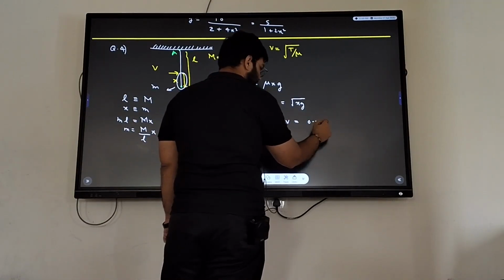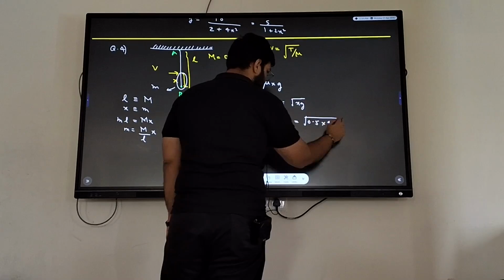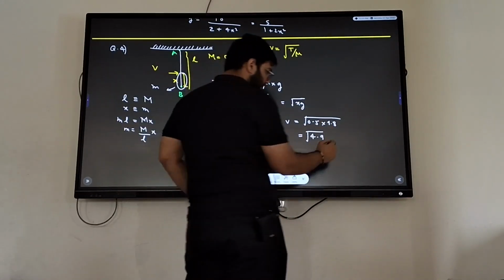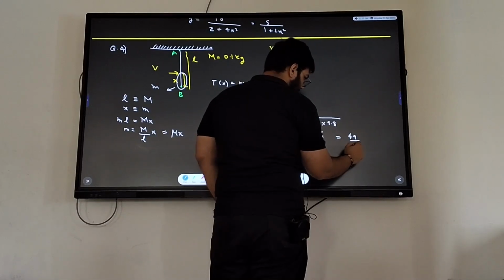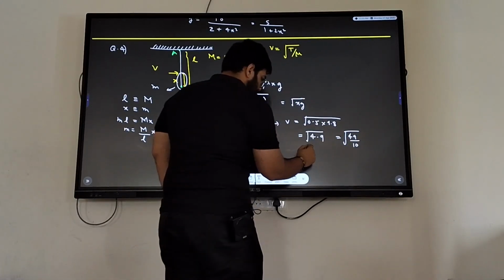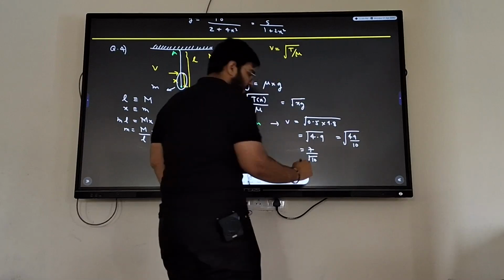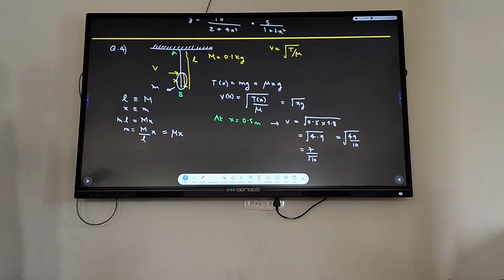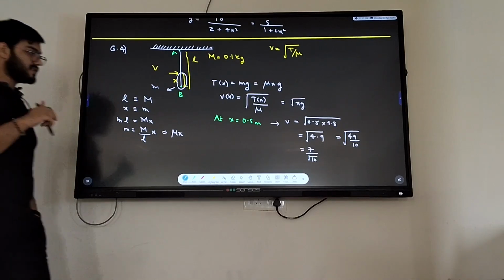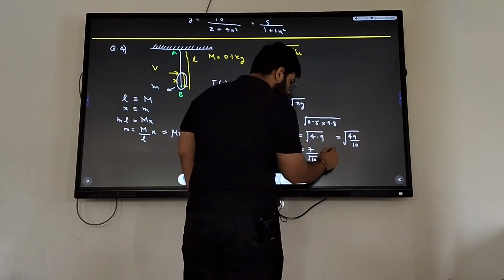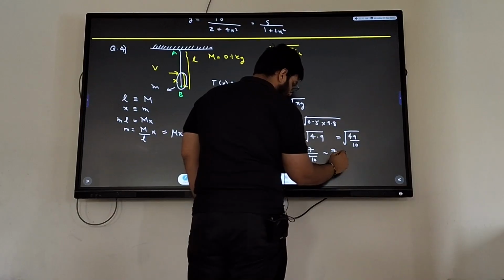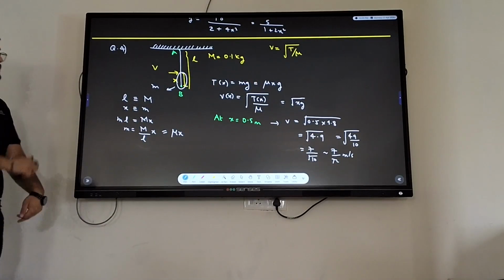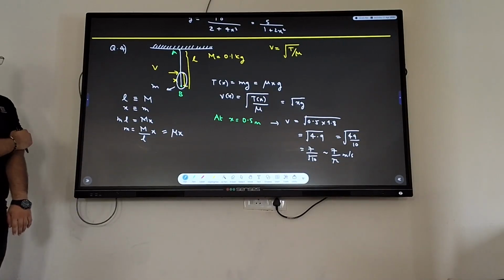0.5. Let's take g to be 9.8. So this will be 4.9. What is the root of 4.9? 0.7. Let me take this as 49/10. So this becomes 7/√10. Now can I approximate √10 as pi, because pi squared is approximately 10? So can I write this as 7/π? Is it okay? Fine. This is the velocity at some position x.